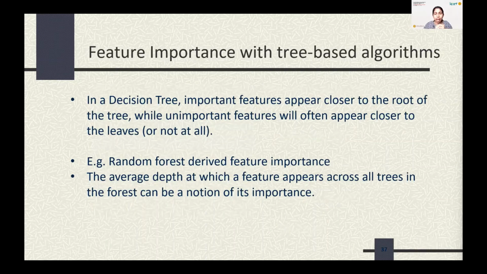And if we take, for example, the random forest, which is again a tree-based algorithm, there what we do is we essentially build a forest of trees. Essentially, a forest is a collection of trees. So we develop a collection of decision trees, and we make the prediction based on that collection of trees, not only a single tree. And if you look at a random forest, intuitively we can say that the average depth at which a feature appears across all the trees in the forest can be a notion of its importance.